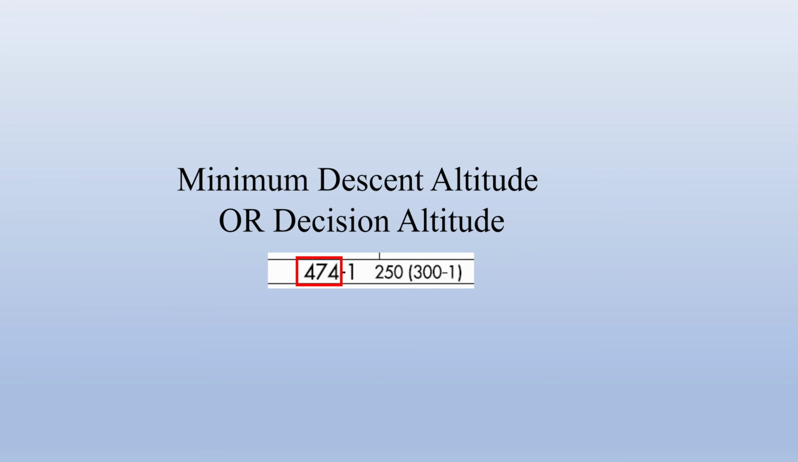So what do all these numbers mean? The first number you come across is your minimum descent altitude or decision altitude. As we discussed earlier, if you're shooting an approach with vertical guidance, this is going to be a decision altitude or DA. If you're shooting a non-precision approach without vertical guidance, this is going to be a minimum descent altitude or MDA. This is the altitude that you will read on your altimeter when you get to the MDA or the decision altitude or DA.